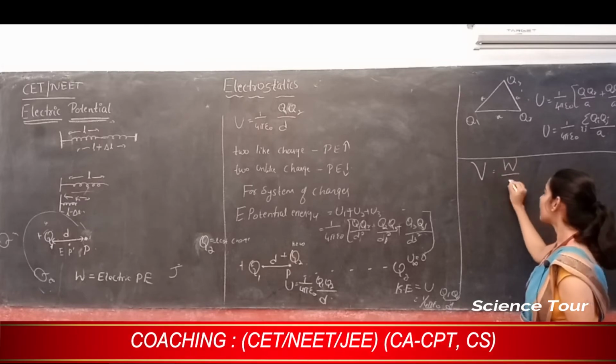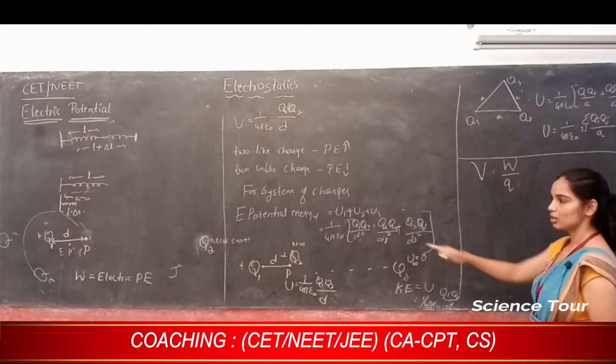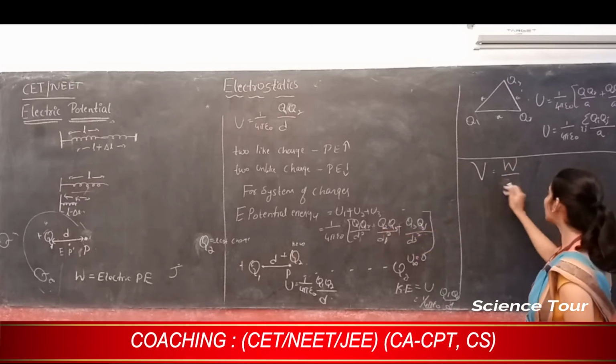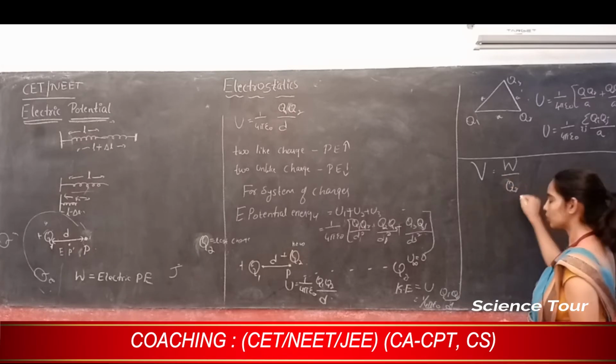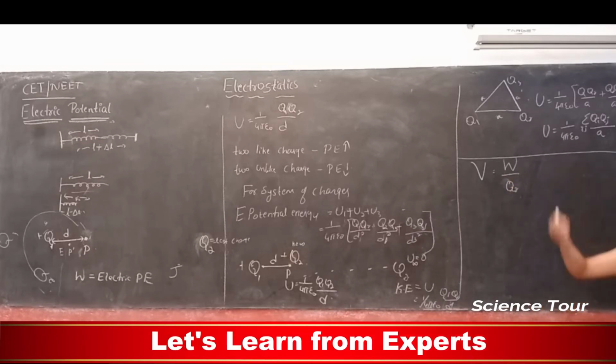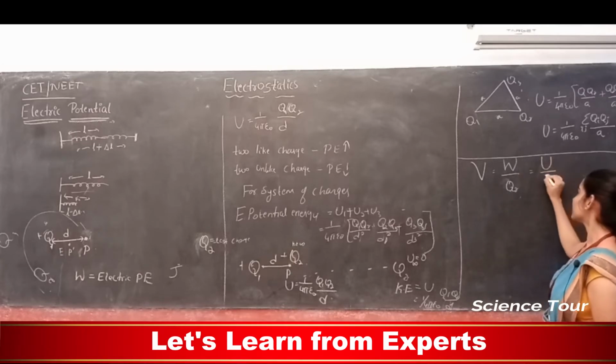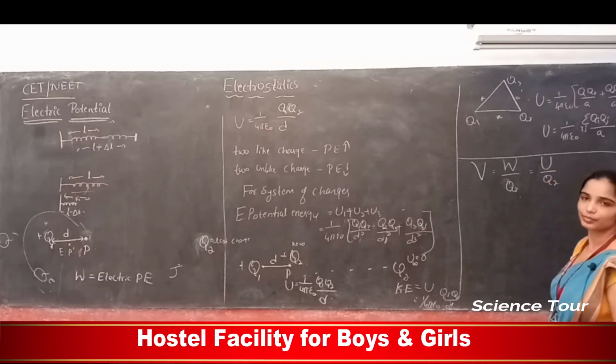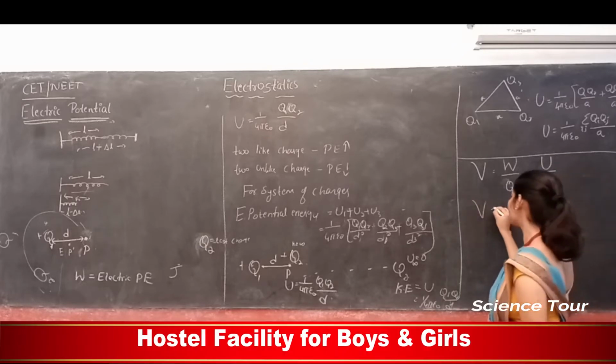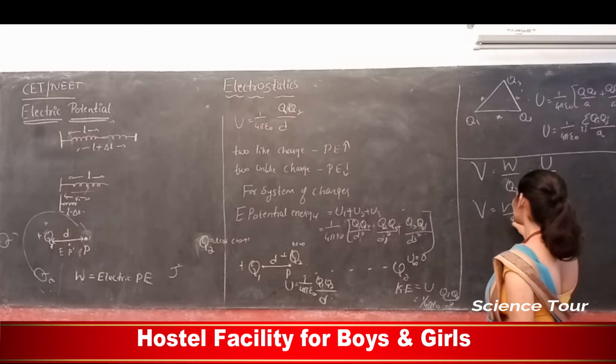Work done per charge. So if I take that, work done per Q2 is nothing but your electric potential, or potential energy per Q2. The general formula is V equals W by Q.